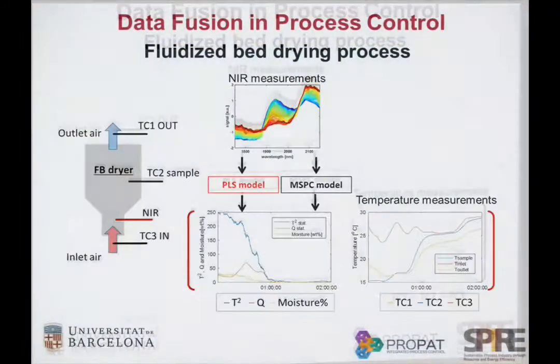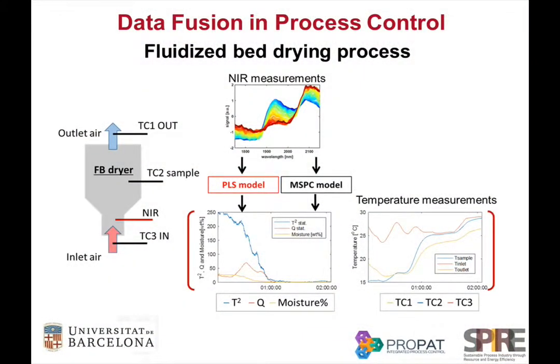But when it comes to data fusion, what we did was putting together the measurements of these three temperature sensors together with the output of the PLS model, and these two kind of parameters that we can extract when we do an MSPC model, which is the T square and the Q. And that was all the information associated with our NIR sensor in a compressed form.